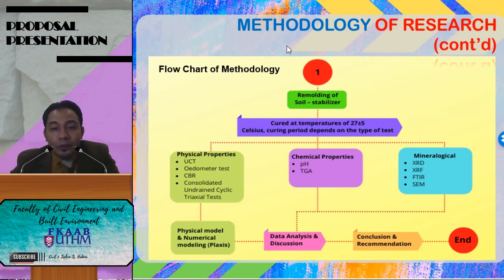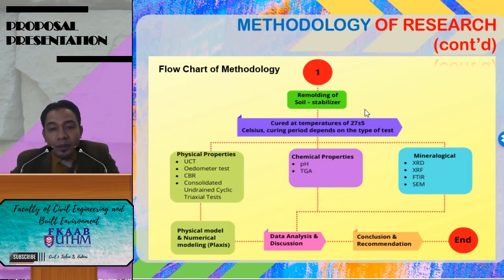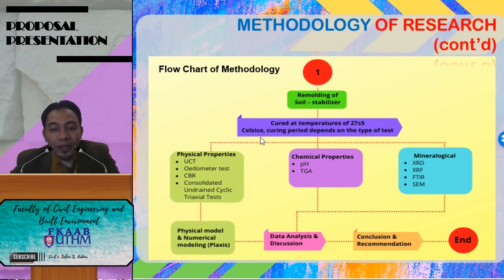Okay, after we check the characteristics of the soil and stabilizer, we go to the remolded sample. Prepare the remolded sample, mixing with the stabilizer, and then cure at the temperature 27 plus minus 5 Celsius. And then the curing depends on the type of the test. For the physical properties, we can use UCT, odometer test, CBR, consolidated undrained cyclic triaxial test. For the chemical properties, we use pH and also TGA.